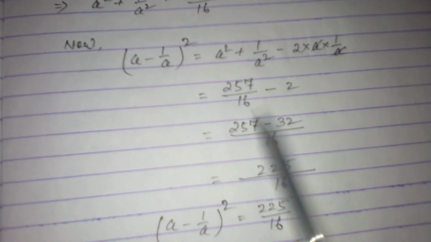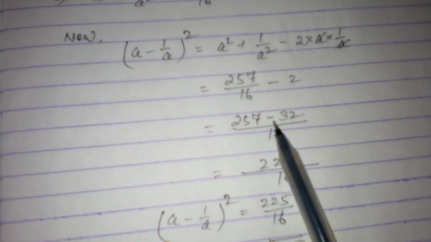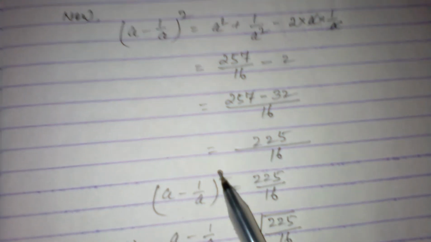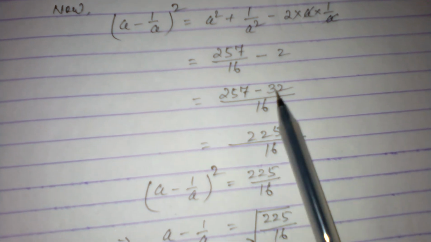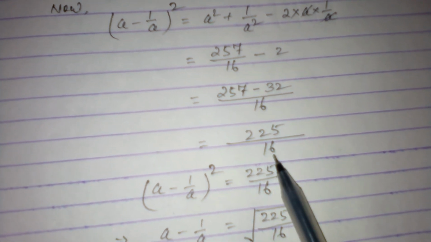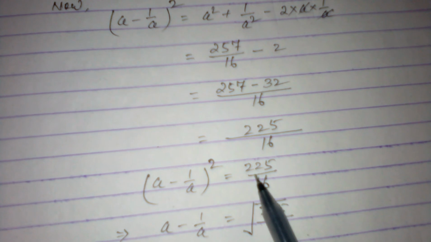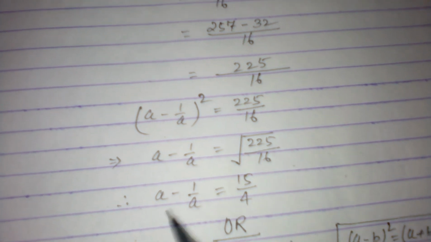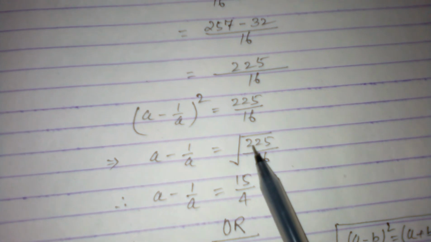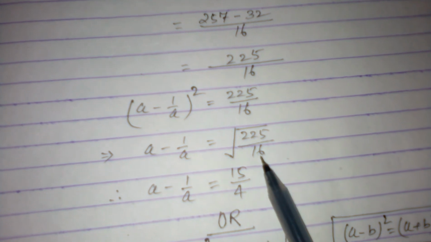16, or LCM of 1 and 16 will be 16. Then it will be 257 minus 16 2s are 32 is equal to 7 minus 2 will give 5, 25 minus 3 will give 22 upon 16. It means a minus 1 upon a whole square is equal to 225 upon 16. Then a minus 1 upon a will be under root 225 upon 16. A minus 1 upon a is equal to 225, square root of 225 will be 15, square root of 16 will be 4.